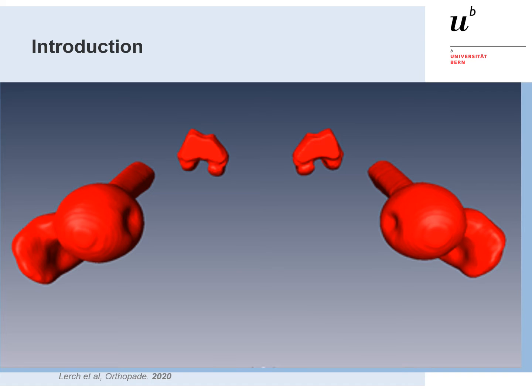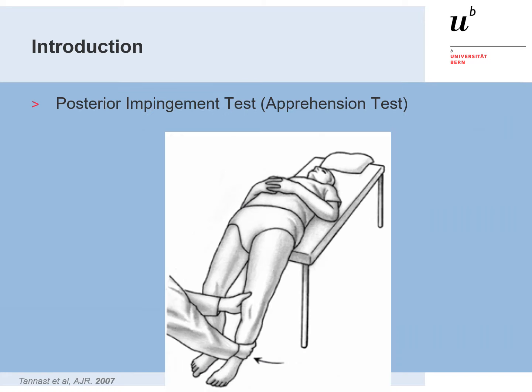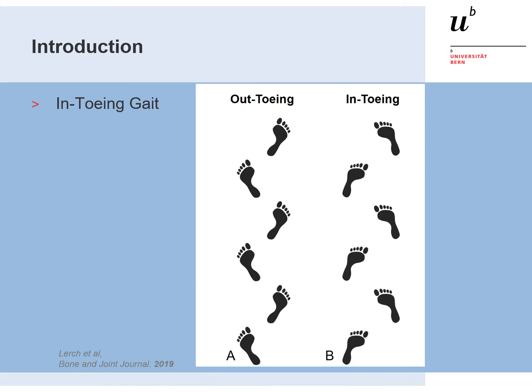This is a patient with increased femoral version on both hip joints. They often have a posterior impingement test that is shown here. And these patients often have an in-toeing gait, as shown on the right side, with the feet pointing inwards.